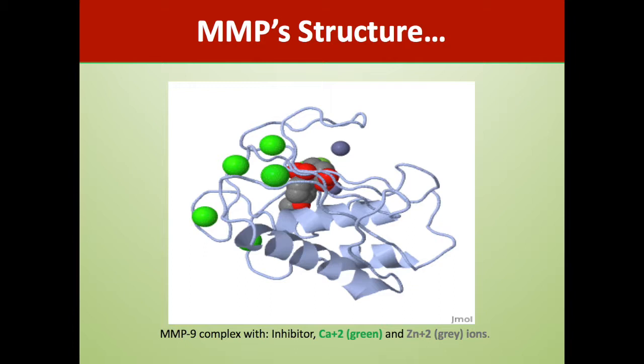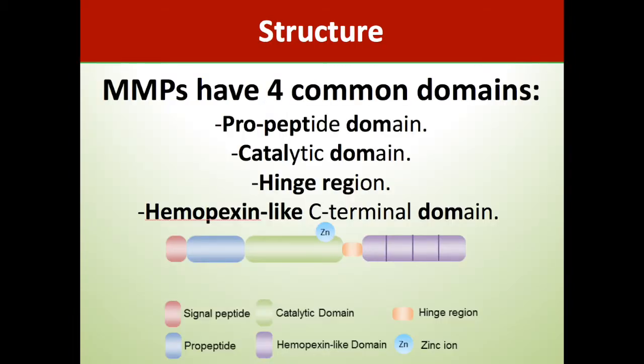Now let's see the structure of MMPs. In this image we see the three-dimensional structure of MMP9 in complex with an inhibitor. The green spheres represent the calcium cations, while the gray spheres represent the zinc cations. Also, MMPs have four common domains: the propeptide domain, the catalytic domain, which has the zinc molecule, the hinge region, and the hemopexin-like C-terminal domain.